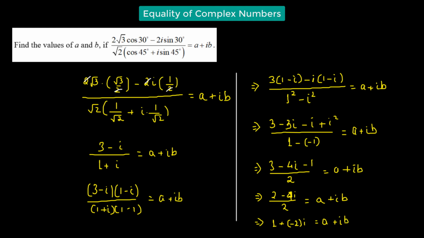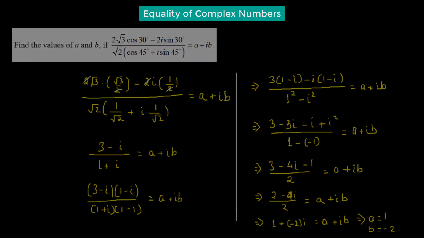So since the two complex numbers are equal, this gives us the value a equals 1 and b equals negative 2. Let's move on to the next question.